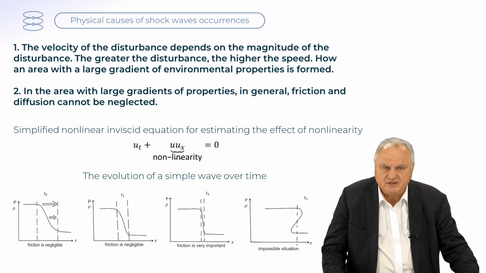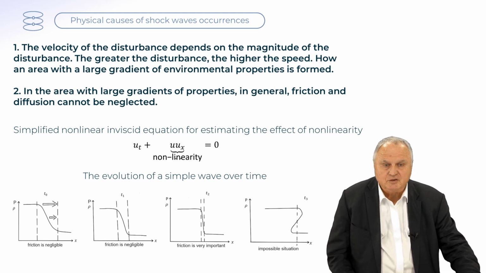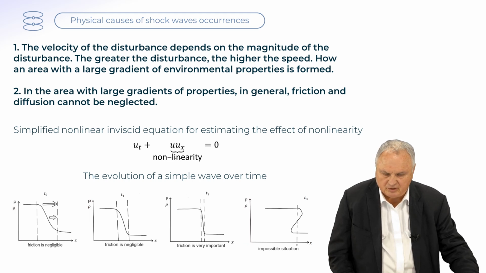As an example, let's consider the simplest nonlinear equation demonstrating the role of nonlinearity in the propagation of perturbation. This part of the equation is similar to the same part of the real equations for gas or for water. Consider the evolution of a smooth pressure or density step over time. In the figure, the vertical axis is pressure. It's here, pressure or density here, and so on.